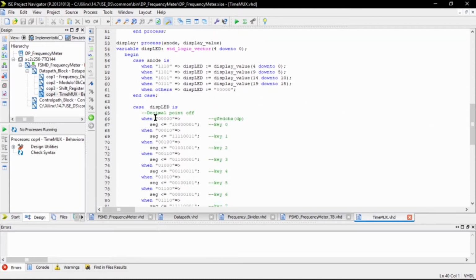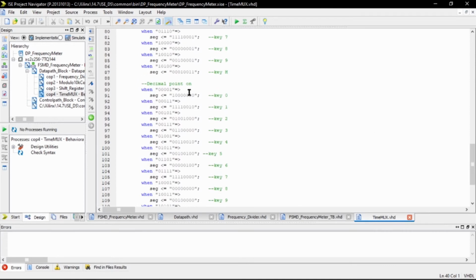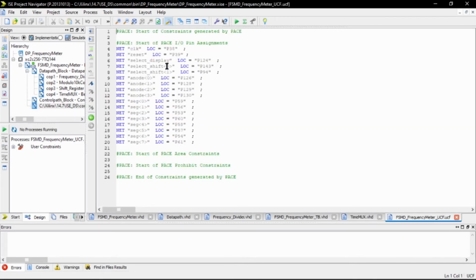So now the display LED will be 5 bits, and if the decimal point is off, because it's active low, the segment would be 1, and if it is on, the segment would be 0, and all of that is mapped in my UCF file, so you can see it there.